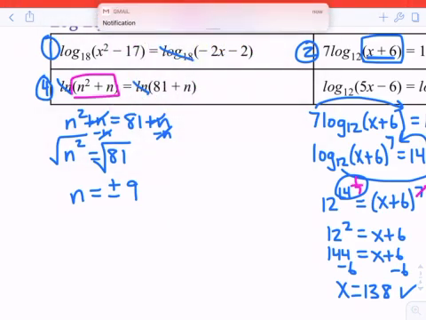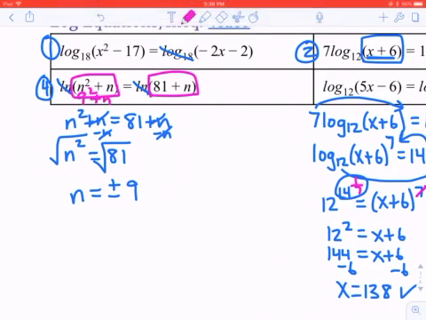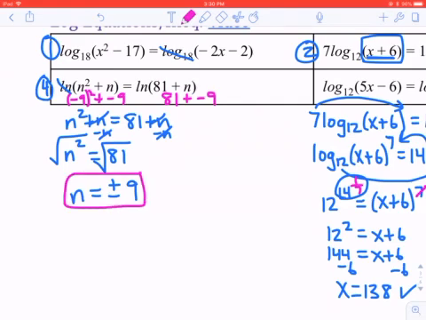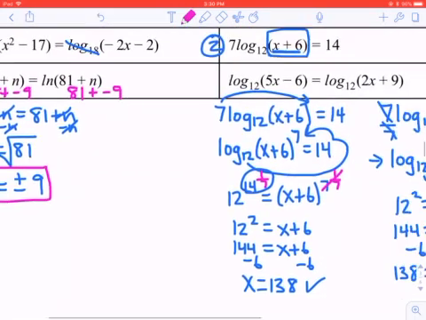Would that work out with the original problem? So n squared plus n, if that was a 9 squared plus 9, that would be okay. And 81 plus 9 would be okay. So 9 definitely works. Let's check on negative 9. So negative 9 squared plus negative 9 would be 81 plus negative 9, which would still be a positive. And then 81 plus negative 9 would still be okay. So these are both okay for n. So n is plus or minus 9.